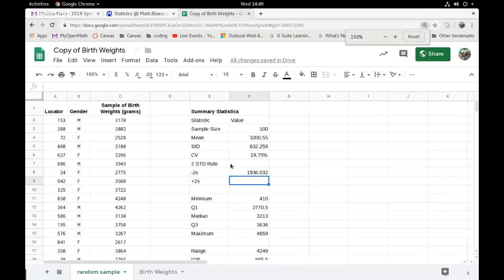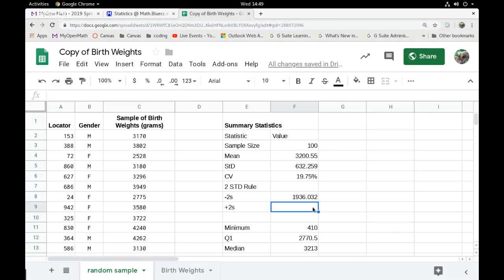Let's blow this up a touch. And then again, starting at the mean, add 2 times the standard deviation. So those are the numbers I get. It's a little more decimal places than I need, so let's drop those down. 1 decimal place should be enough.